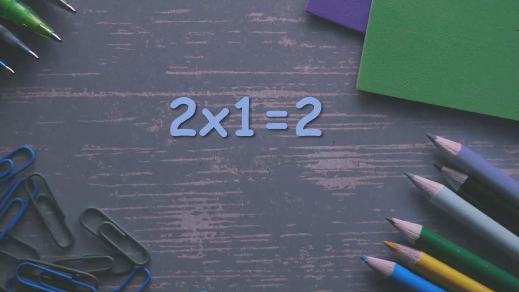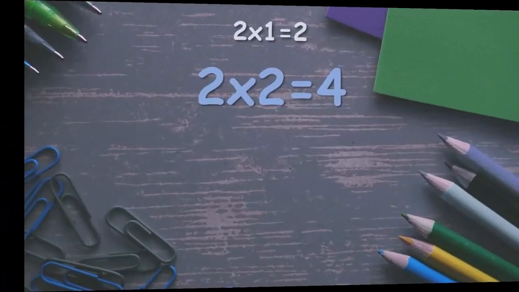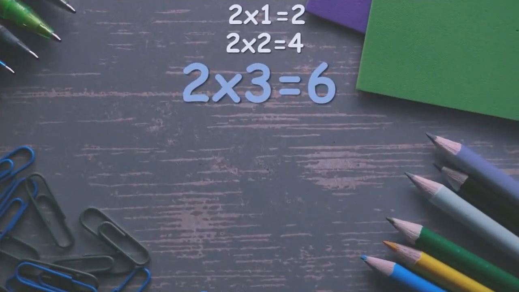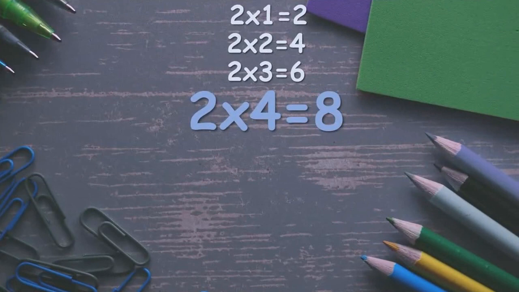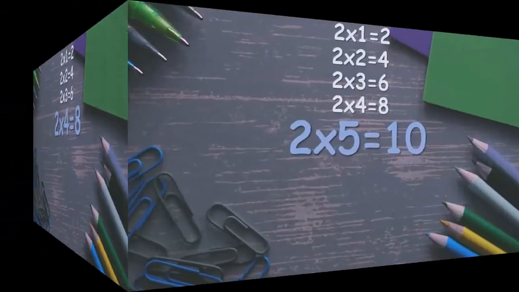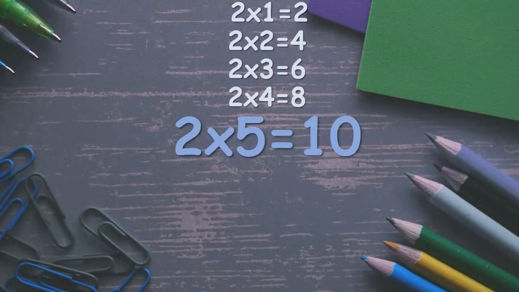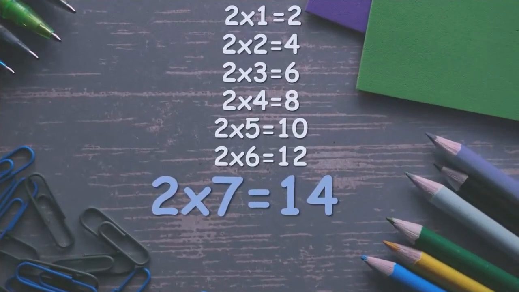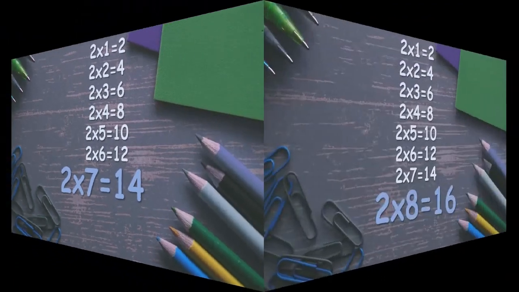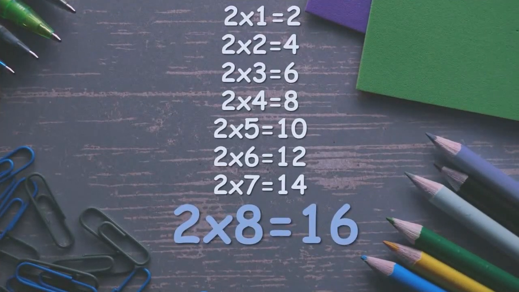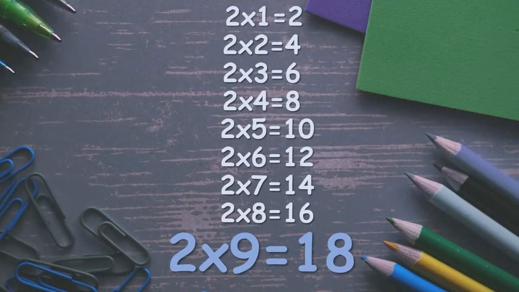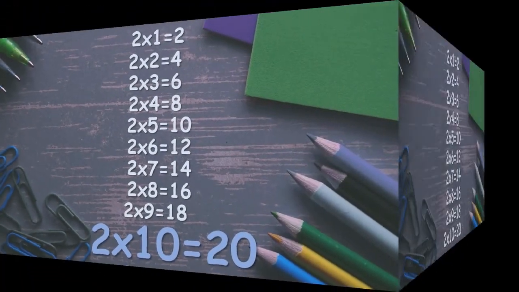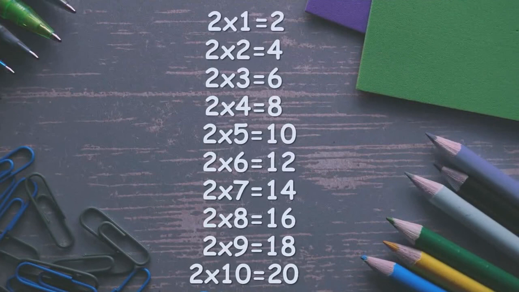Let us repeat. 2 ones are 2. 2 twos are 4. 2 threes are 6. 2 fours are 8. 2 fives are 10. 2 sixes are 12. 2 sevens are 14. 2 eights are 16. 2 nines are 18. And 2 tens are 20. So this is a multiplication table of 2.